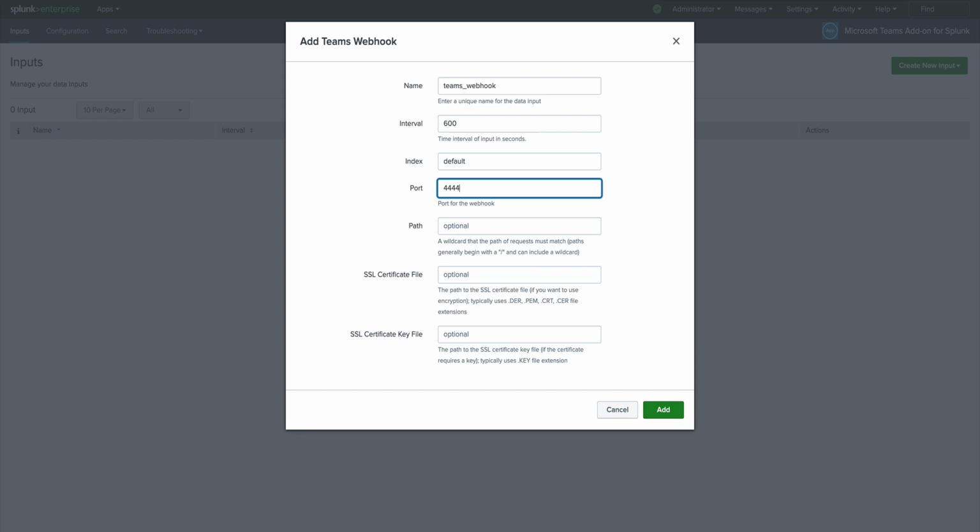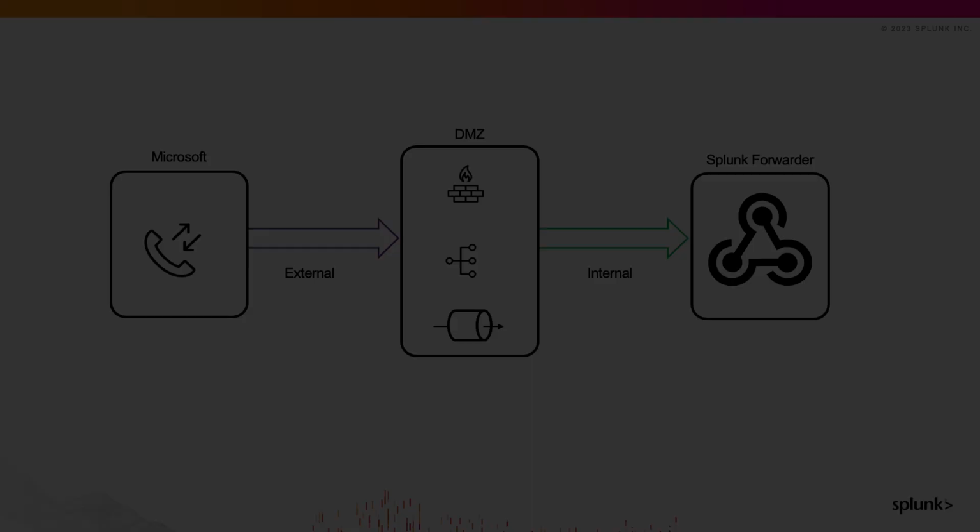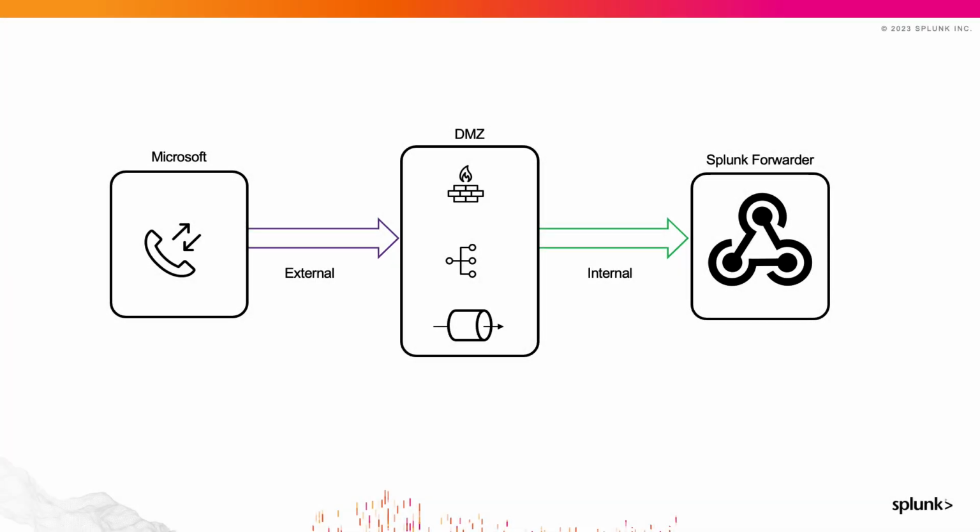But that does bring me to an important point. The webhook has to be reachable externally because the data is coming from Microsoft to your webhook. Now you can open an external access to your add-on, but most people put something like a load balancer or a tunnel reverse proxy or something like that in front of their forwarder so that you don't have to open up an inbound port to your Splunk instance.